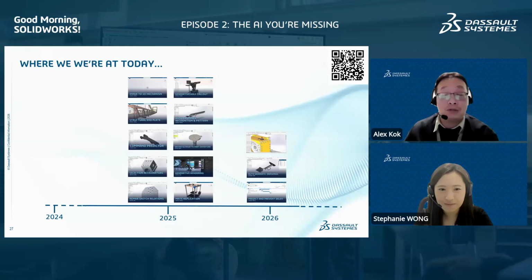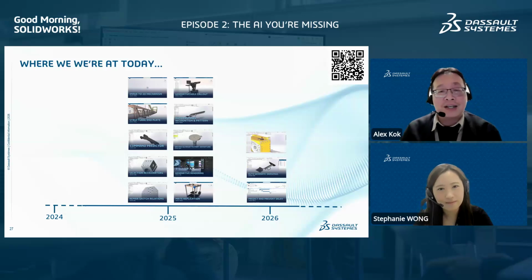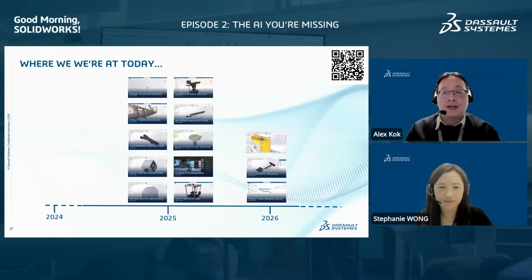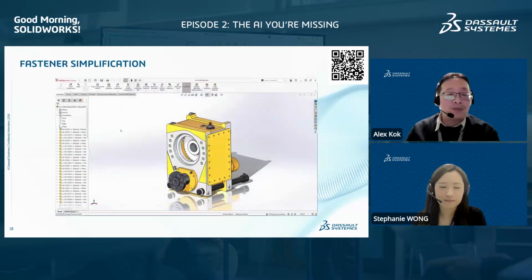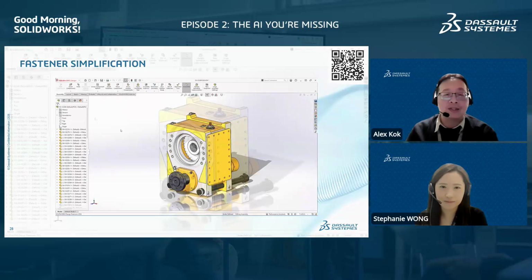This was introduced only a few weeks ago, in November. But my question to you is, why do we need to simplify the fasteners in the first place? Excellent question. I get asked that question all the time, actually. Let's take a look at it. We'll just use this example of a gearbox housing and take a look at what things look like.